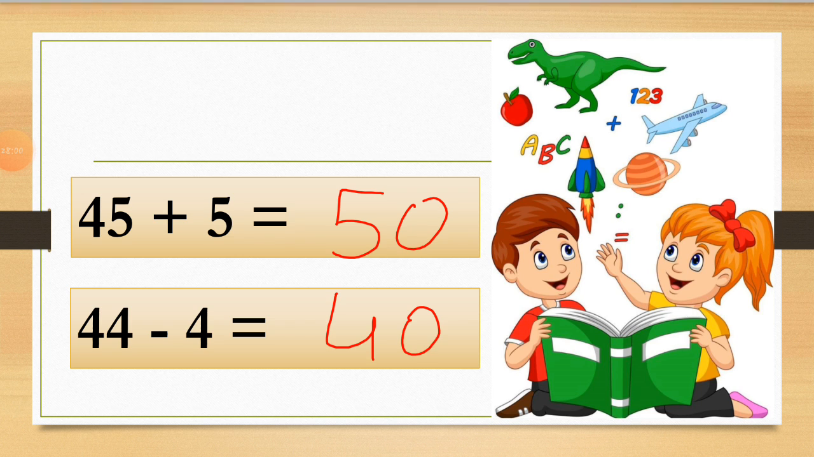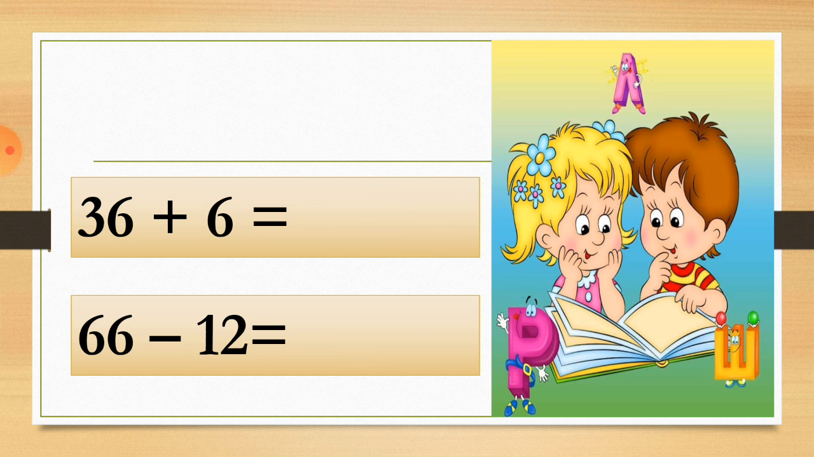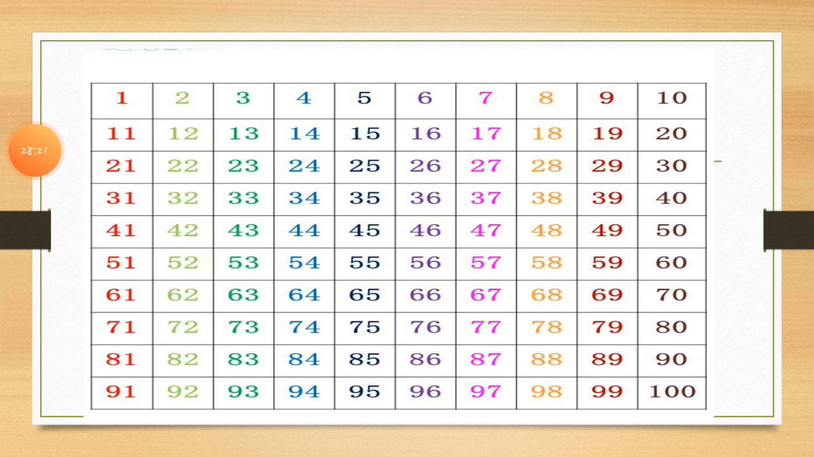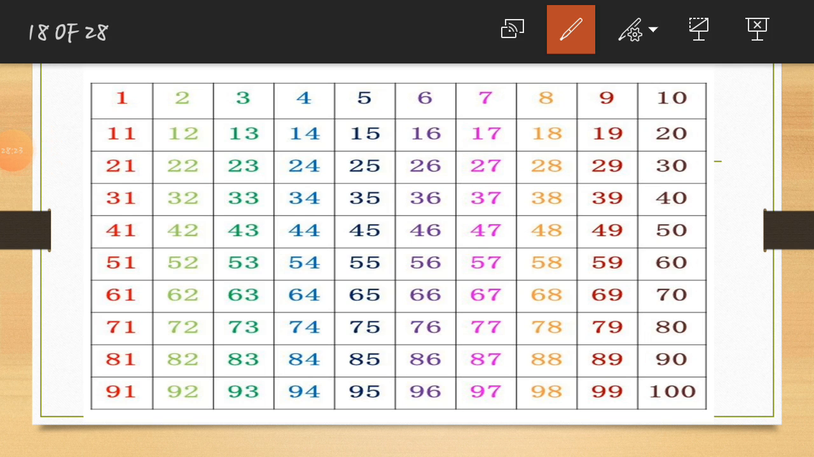Hope you understood this concept, how to add or subtract numbers using this hundreds grid. Let's see one more example, which is 36 plus 6. So we have to go right side 6 steps, and we'll get the answer. Let's see how we do this with the hundreds grid. Where is the 36 number? I circle the 36 number here. So we'll move 6 steps from it.